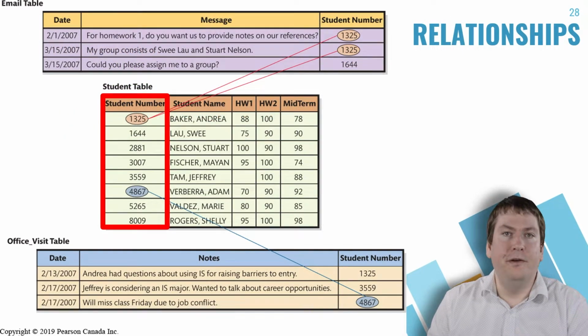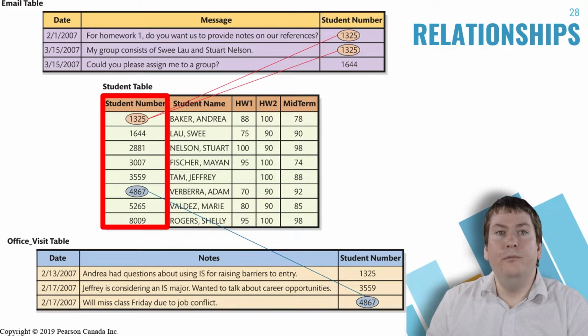So let's take a look at the student table again. The student number is the primary key. Why the student number? It's the only value that's guaranteed to be unique. You might ask, well, what about the student name? We're looking at this data. No one in the example database has the same name.